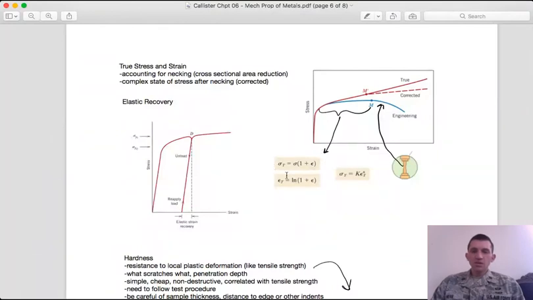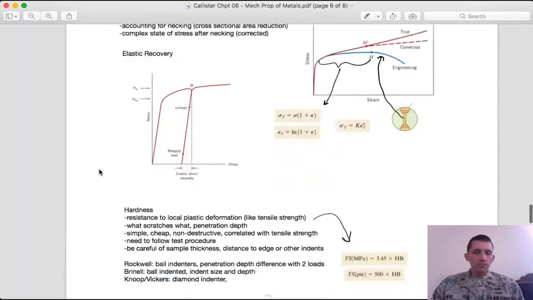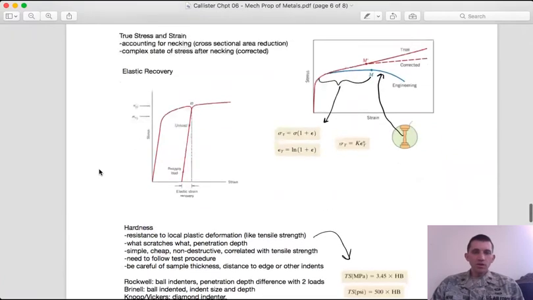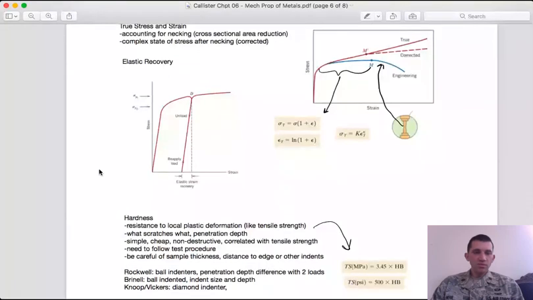These expressions here that relate the engineering and true stress and strain are only good up to the necking point. Once we get to the necking point, these expressions are no good, and you actually can't calculate the true stress without some estimate of what the actual cross-sectional area is. And I think there's a homework problem for you guys to play around with that.